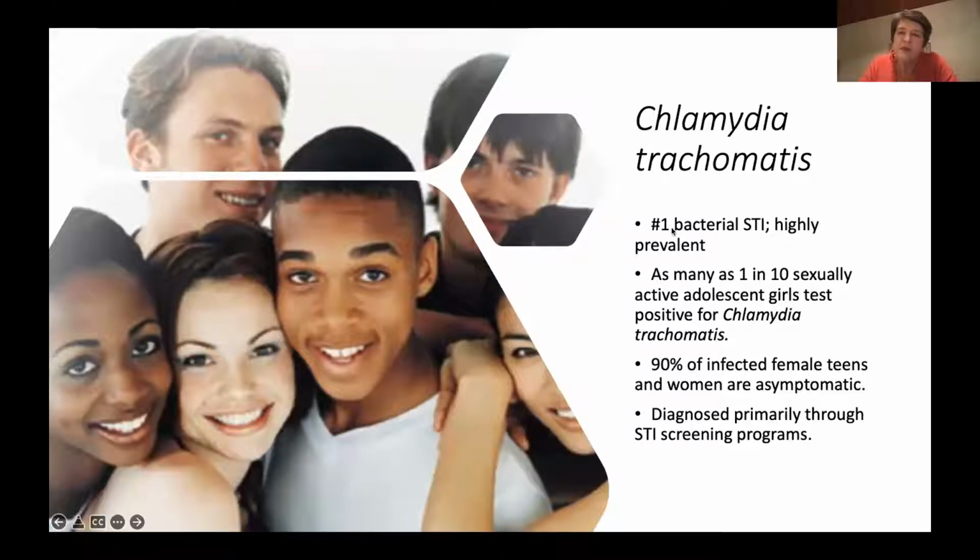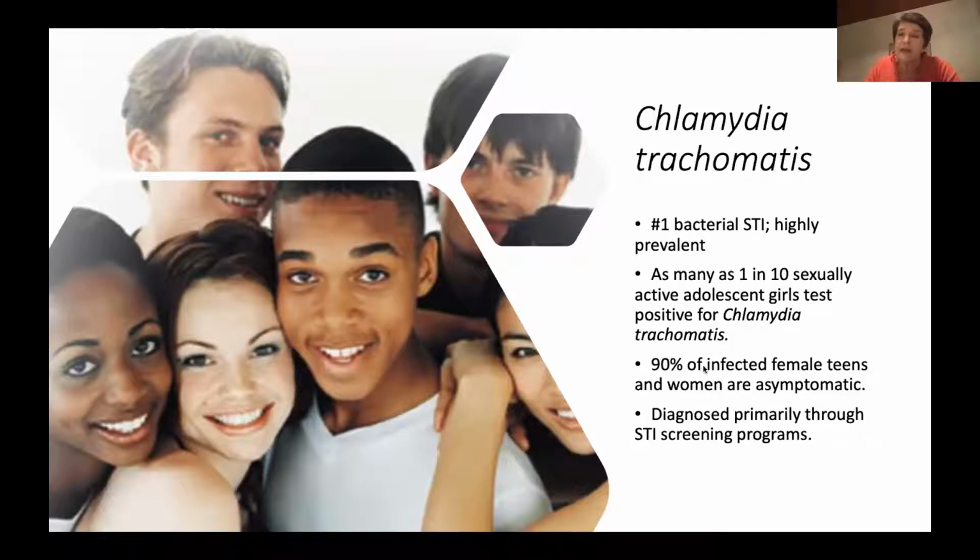It is the number one bacterial sexually transmitted infection, as 1 in 10 sexually active adolescent girls test positive for chlamydia. When I was in Arkansas, we did a study in our adolescent clinic, and in that clinic, where girls were coming in for birth control and healthcare, 1 in 5 girls were infected. So it's very common in the South. It's so common because most people don't have acute symptoms.